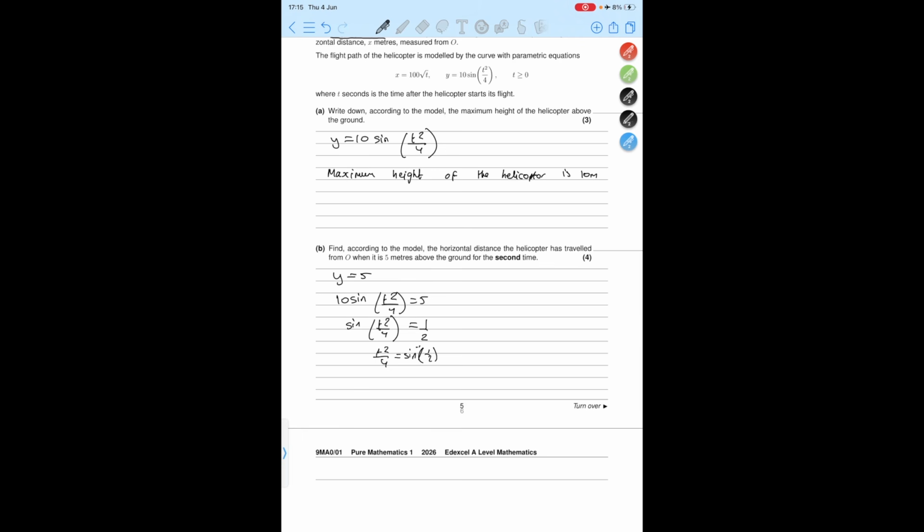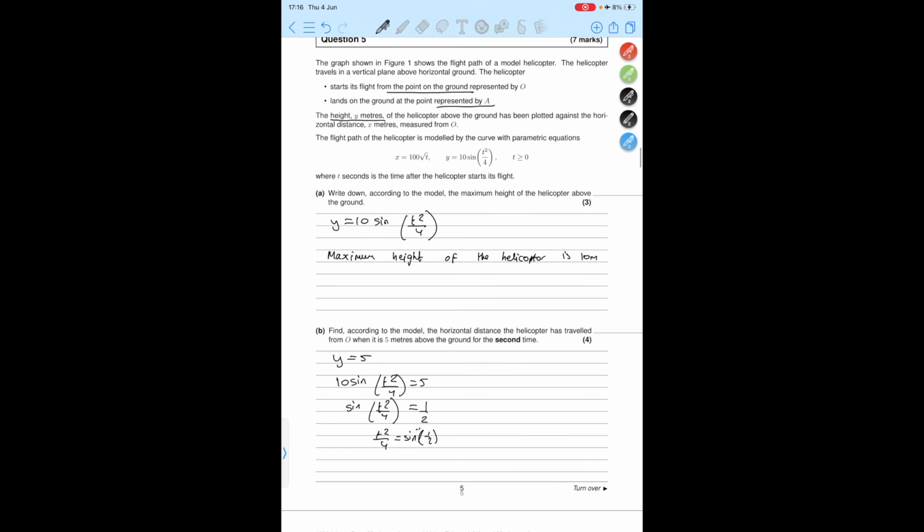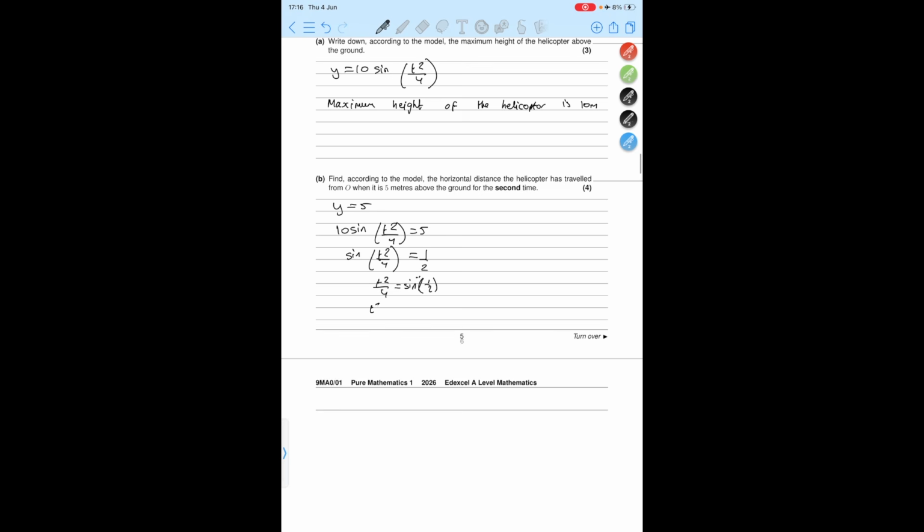We should know that occurs. I'm going to say it in degrees first. That is going to be 30 degrees and then also 150 degrees. Okay? So that means we can say that t squared over 4 is equal to pi over 6, which is 30 degrees, or 5 pi over 6. I'm just going to draw this line and work across here.